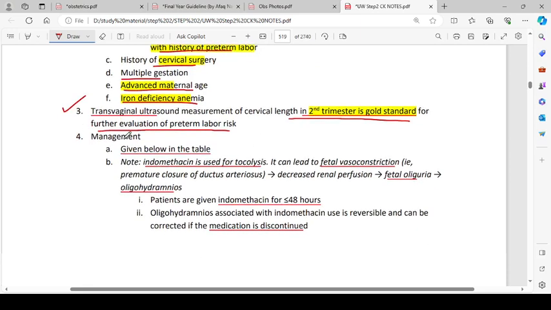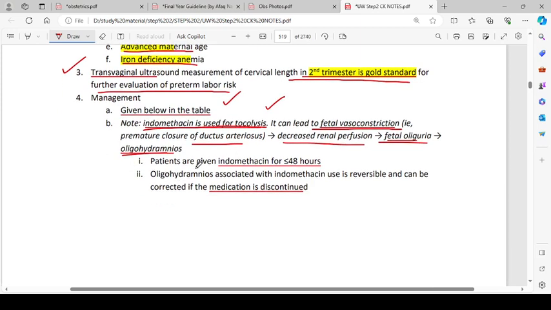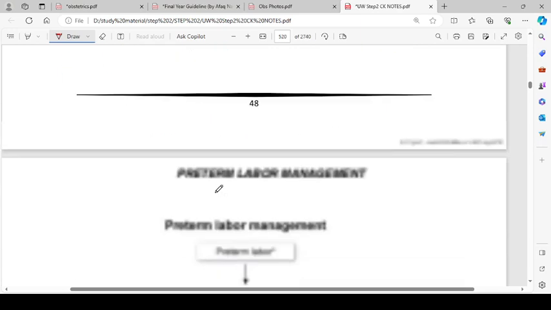Transvaginal ultrasound measurement of cervical length in second trimester is the gold standard for further evaluation of preterm labor risk. Management is given below in the table. Note, indomethacin is used for tocolysis. It can lead to fetal vasoconstriction, that is premature closure of ductus arteriosus, decreased renal perfusion, fetal oliguria, and oligohydramnios. Patients are given indomethacin for less than 48 hours. Oligohydramnios associated with indomethacin use is reversible and can be corrected if the medication is discontinued.